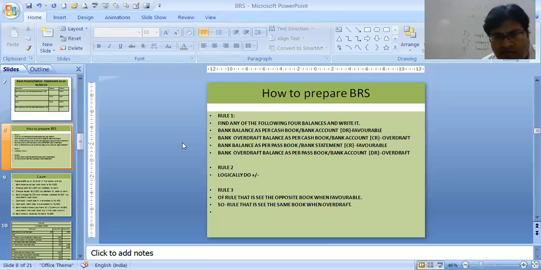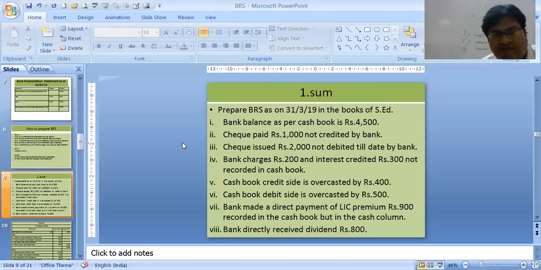Let's do a sum to understand these things, otherwise it will be very difficult. Let's do this sum: prepare a BRS as on 31st 3/19 in the books of Asset.